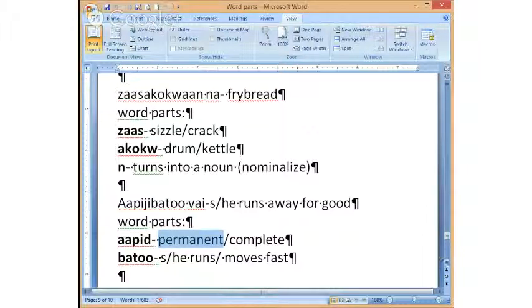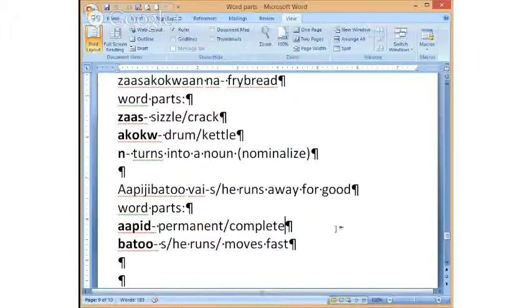Okay, so just to go over the word parts on that one: zasasokwan, fry bread. Zas is sizzle or crack. Kokwau is drum or kettle. And then the N turns it into a noun. Nominalize. Pretty easy word, actually.